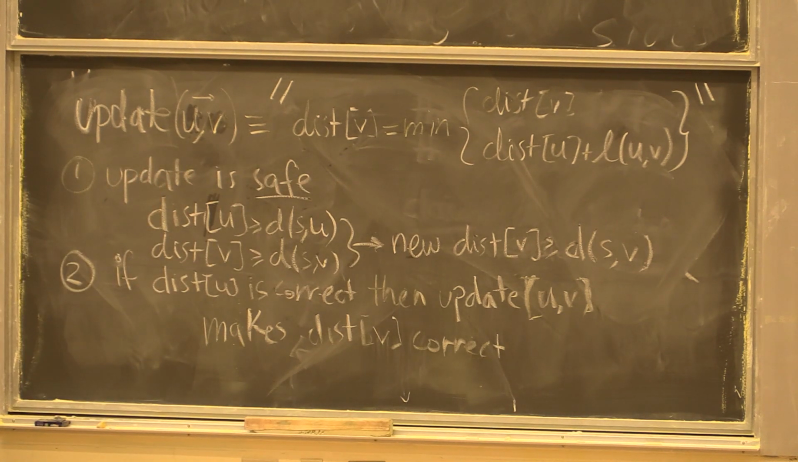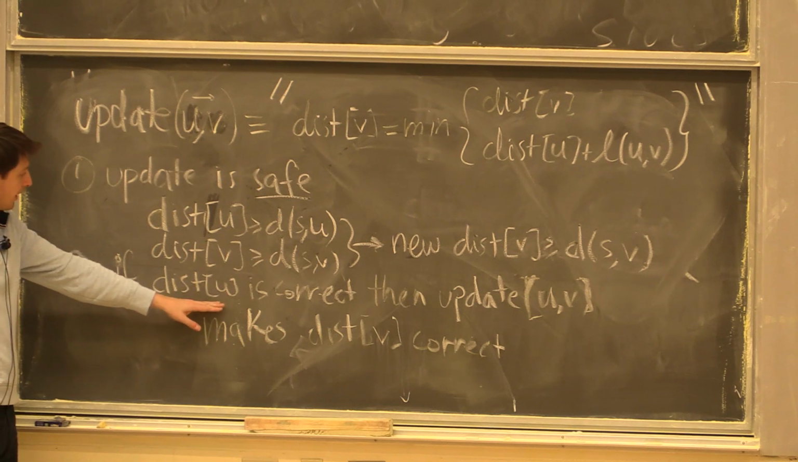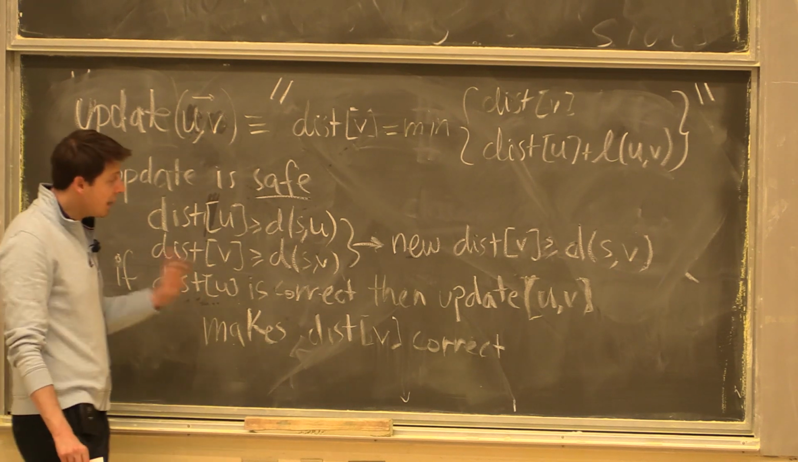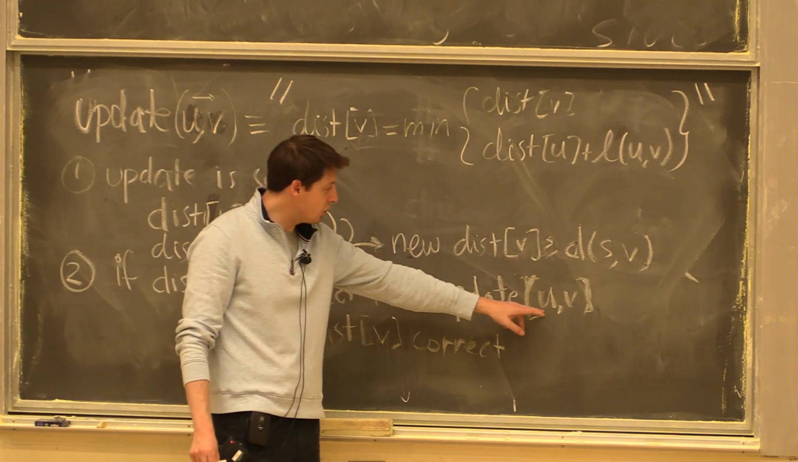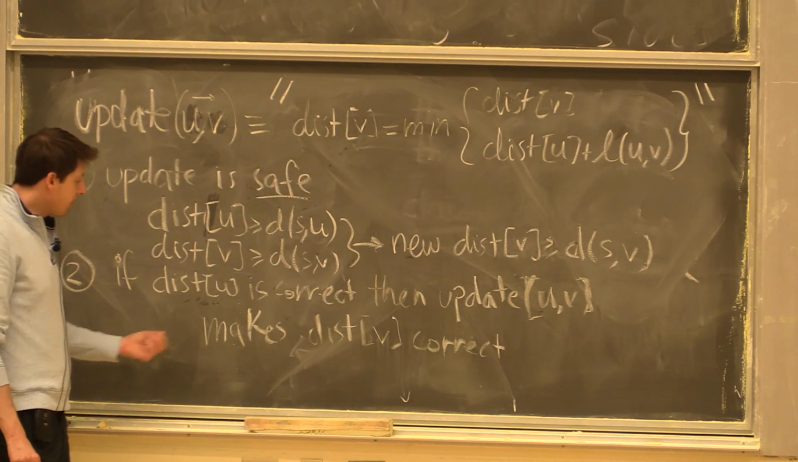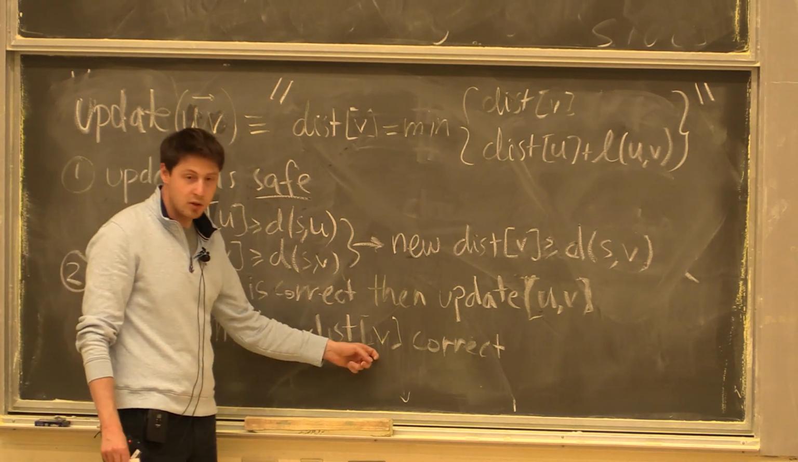Right, so I wrote a statement. It says, suppose for a moment that I know, for whatever reason, that the distance of u is already correct, equals d(s, u). And I happen to run update on the edge (u, v). Is it or is it not the case that after the update is run, the distance of v is also correct?